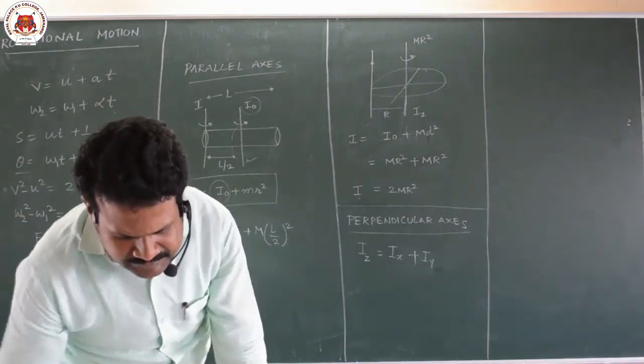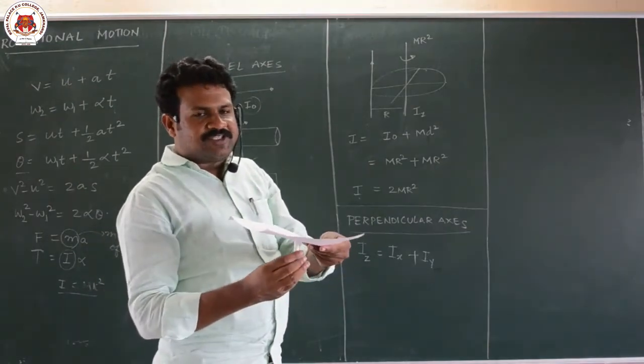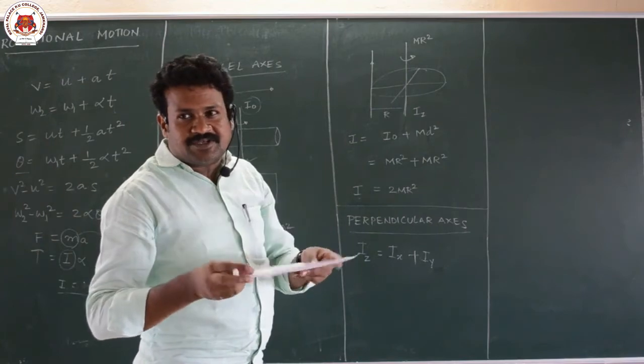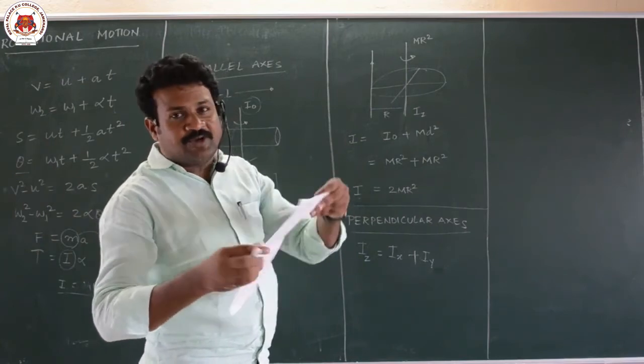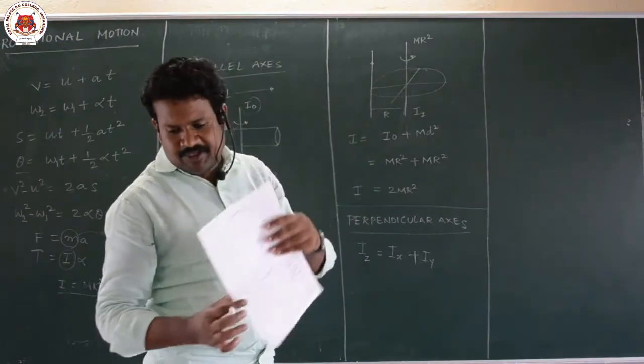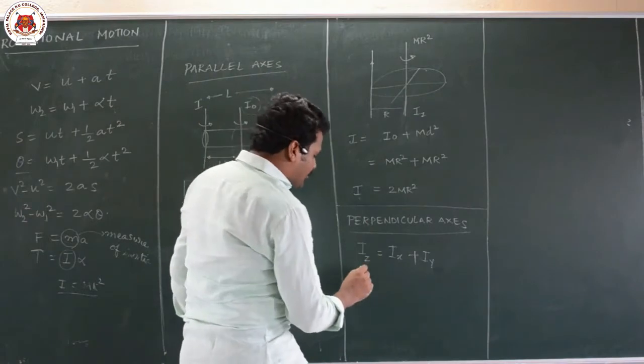this as a ring. This ring I can rotate by keeping one hole at the center and rotating like this. This is Iz. Or I can rotate like this along one length. I can rotate along the diagonal also. So this is x and y, this is z. Similarly here, Iz is already known, mr square.